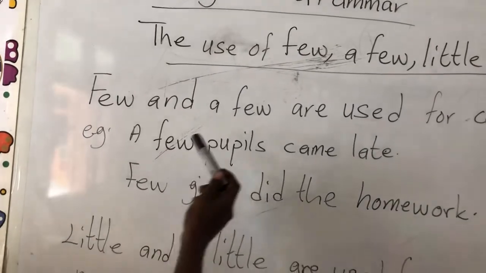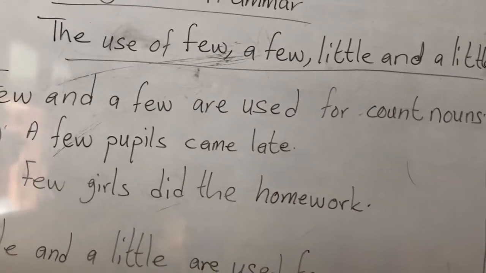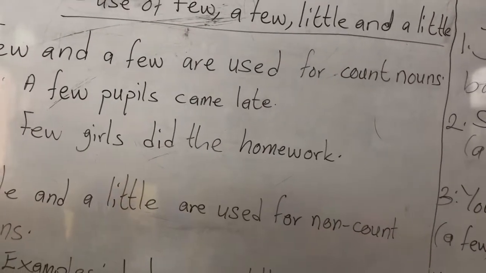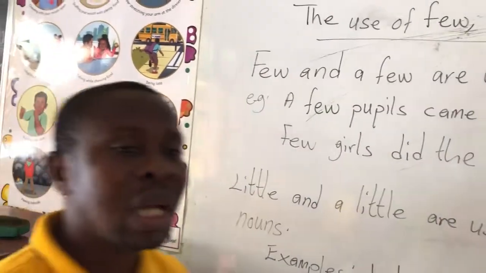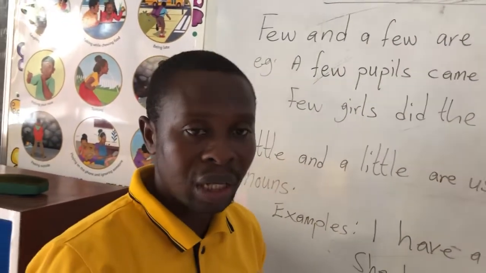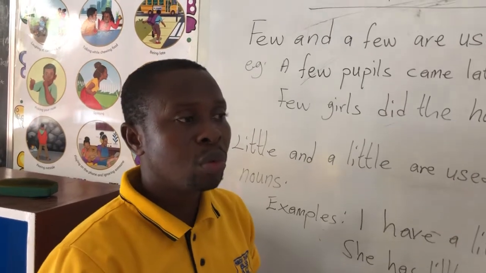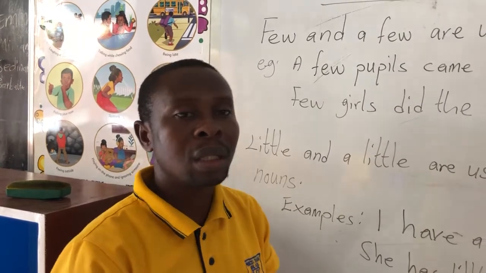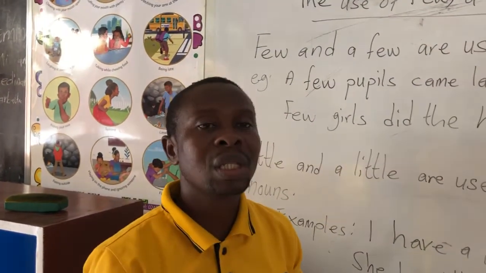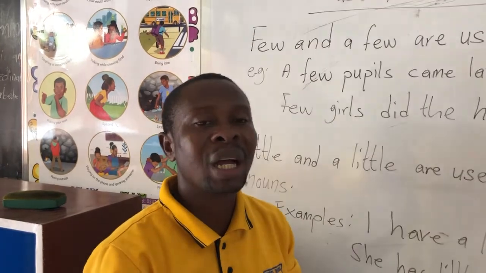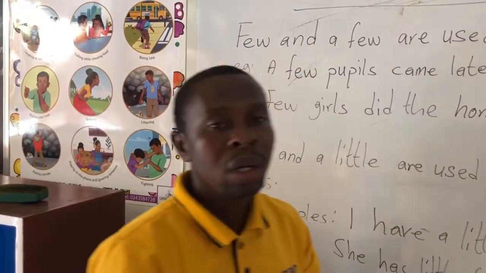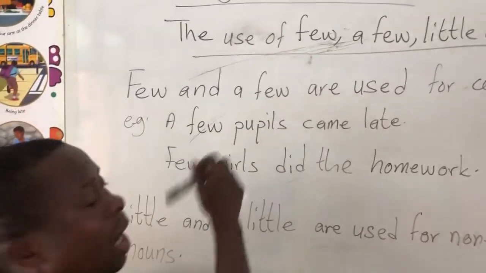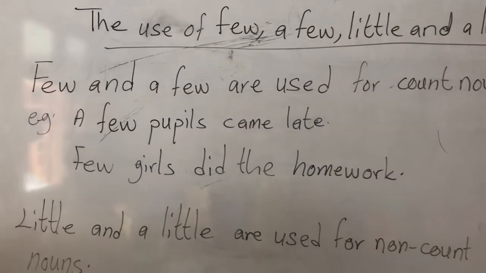Okay, so few and a few are used for what? For count nouns. Okay, few and a few are used for count nouns. And we learned that count nouns are names of things that can be what? Counted. Okay, for example, book, books. Okay, pen, pens. Okay, pencil, pencils. So names of things that can be counted. Countable nouns. Okay, so for all those nouns we use what? A few and few for them. Okay, for all those nouns.